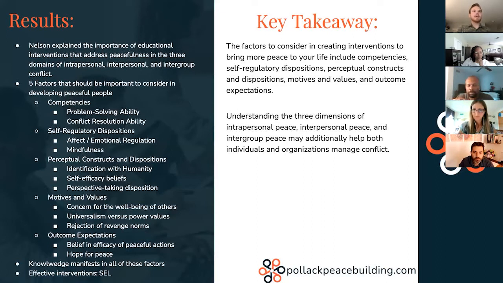Then, after looking at that, he proposed 5 factors that should be important to consider in developing peaceful people. Within these 5 factors are more specific factors as well. The 5 factors are competencies, self-regulatory dispositions, perceptual constructs and dispositions, motives and values, and outcome expectations. Under competencies are things including problem-solving ability and conflict resolution ability, which is partially where we fit in. Under the self-regulatory dispositions, you have affect and emotional regulation and mindfulness, which, going back to those 3 domains, is going to be helpful in any of them.